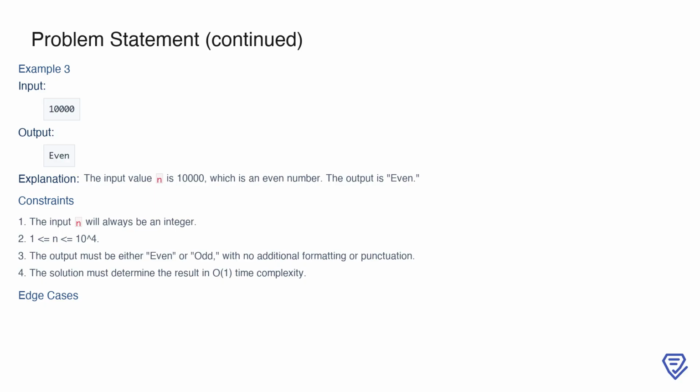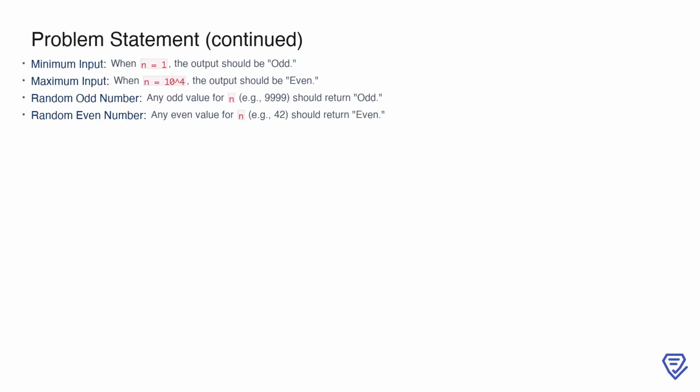Additionally, your solution needs to determine the result in constant time, meaning in O(1) time complexity. To ensure your solution is robust, let's consider a few edge cases. When the input n is at its minimum value of 1, the output should be odd, as 1 is an odd number. Similarly, for the maximum value of 10,000, the output must be even. If you encounter a random odd number like 9,999, your solution should return odd, while a random even number like 42 should return even. By covering these scenarios, you can confirm that your implementation is both accurate and efficient.